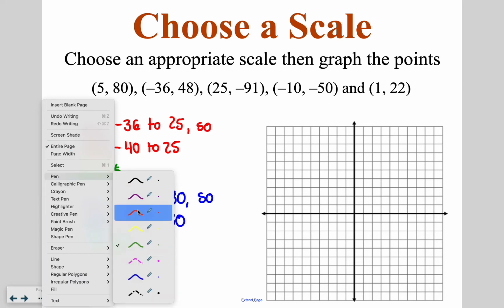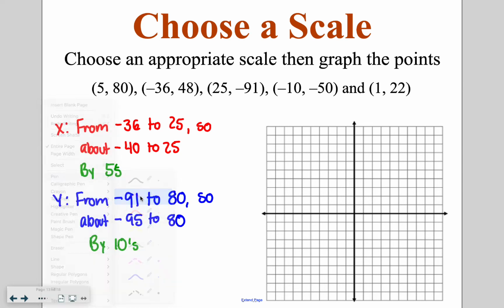So then our last piece is to actually graph those points. So I start at 5, 80, so I go 5, and then I go 10, 20, 30, 40, 50, 60, 70, 80. So my first point is at 5, 80. Then I need to go negative 36, 48. So negative 5, 10, 15, 20, 25, 30, 35, 36 is a little bit past. And then we go 10, 20, 30, 40, and then up to 48. So my next point is going to be approximately right there.